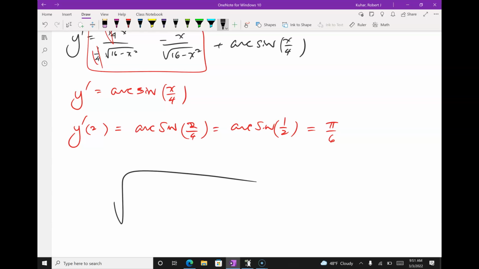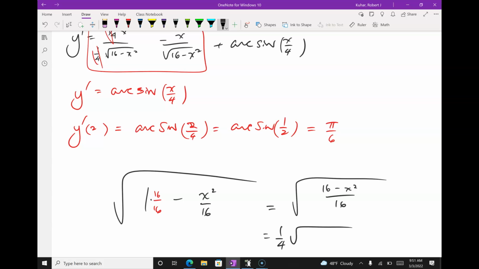So if I just zoom in on that, I see I have a square root of 1 minus x squared over 16. I want to get a common denominator, right? And so now I can see that I have square root of 16 minus x squared over 16. That 16 downstairs can come out of the square root, right? So there's the 1/4 times the square root of 16 minus x squared, right?